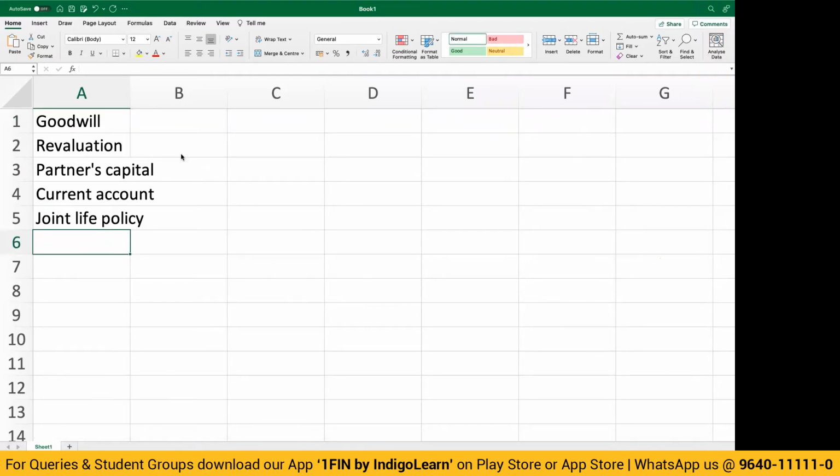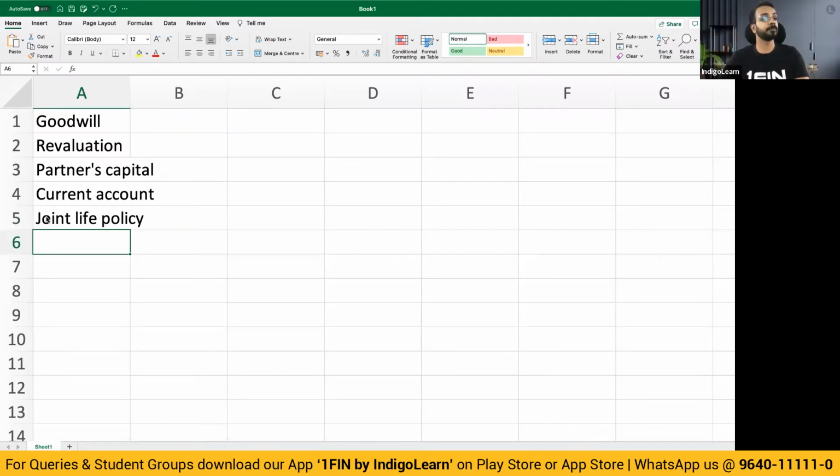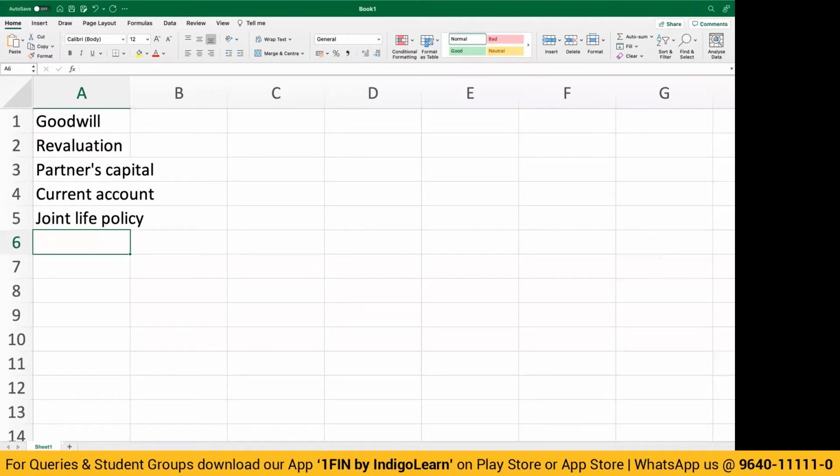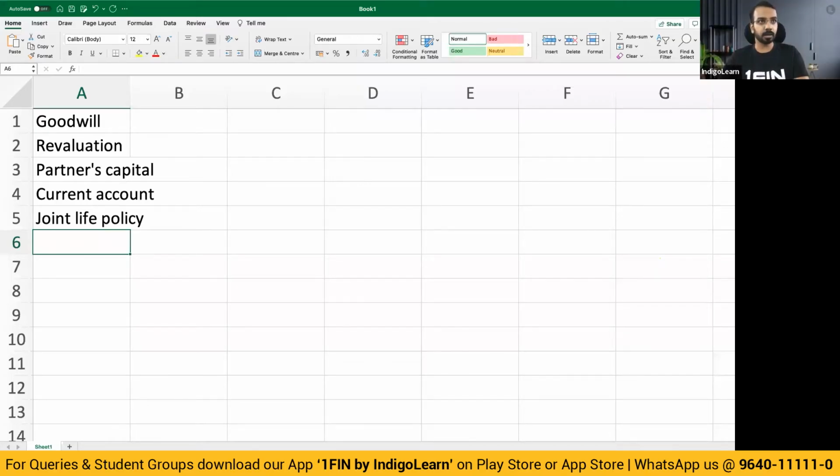Yes or no? Sir, what is joint life policy? Sorry? What is joint life policy? Joint life policy is a policy taken on the lives of the partners. If you have missed our previous session, or a session prior to that, maybe we had covered joint life policy in detail.